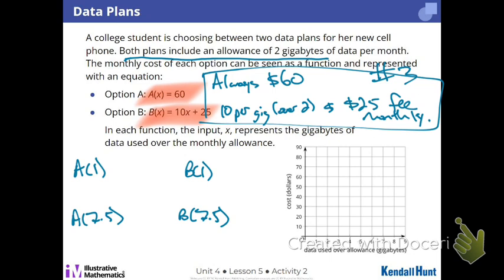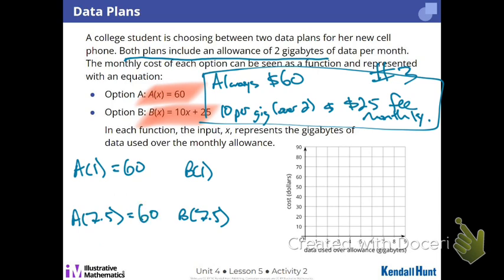Okay, someone help me out. Input of 1 for A. Micah. 60. Yeah, A of 1 is $60. What about A of 7.5? Yeah, Julia? For function A? I'm jumping around. Yeah, that one's $60.